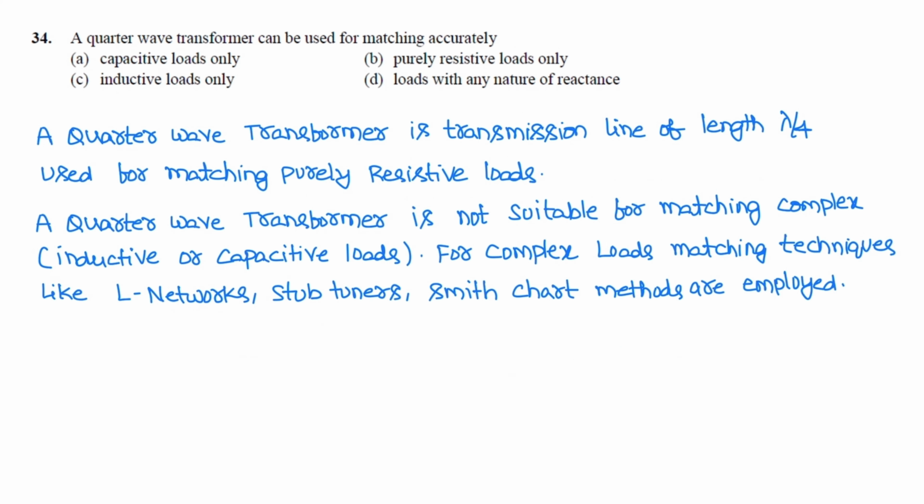Next question. A quarter wave transformer can be used for matching accurately. A quarter wave transformer is a transmission line of length lambda by 4, where lambda is the operating wavelength, and it is used for matching purely resistive loads. Correct option is B. This quarter wave transformer is not suitable for matching complex loads, that is inductive or capacitive loads. For complex loads, matching techniques like L network, stub tuners, Smith chart methods, etc. are employed. Next question.